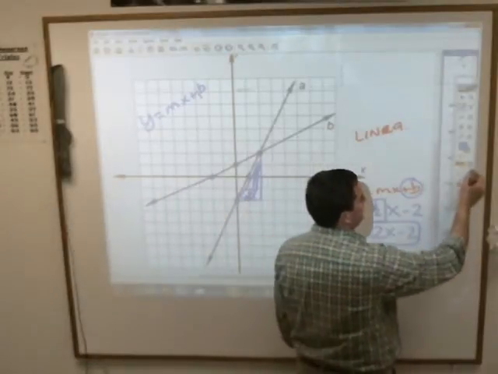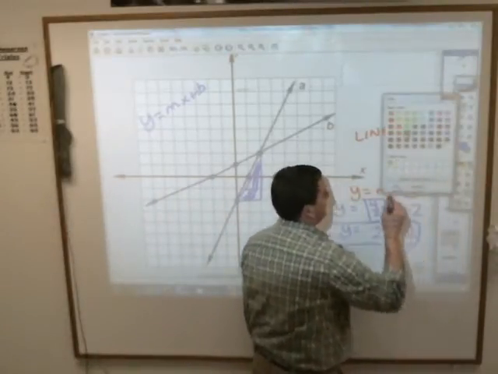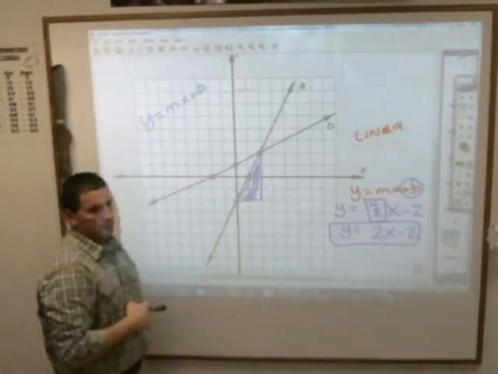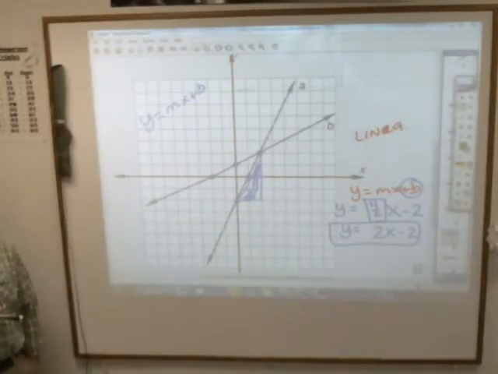You will grow to love y = mx + b in your equations and slope and so forth.